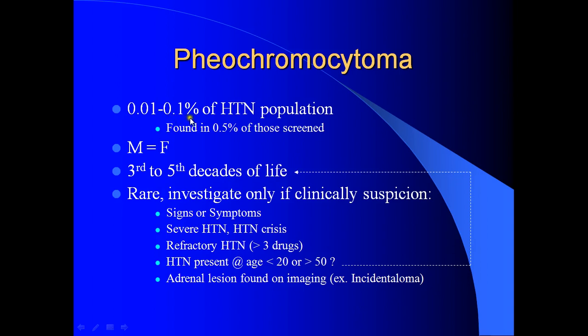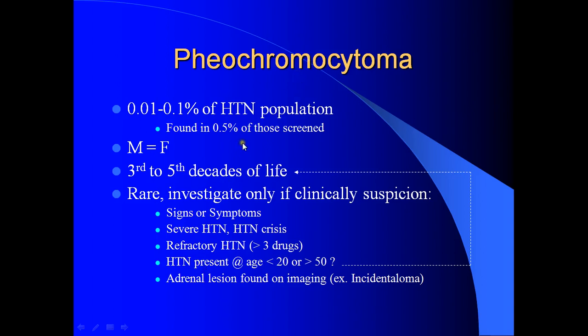Epidemiology: 0.01 to 0.1% of the hypertensive population. Whenever you see a patient who is hypertensive and young, predominantly male, in the 3rd to 5th decade of life, and has severe symptoms and severe hypertension, has gone through hypertensive crisis, has refractory hypertension taking more than 3 drugs, and if the hypertension was present at an age less than 20 or more than 50, then you have to think of pheochromocytoma.